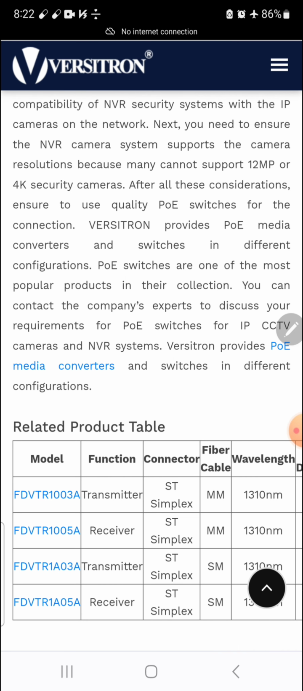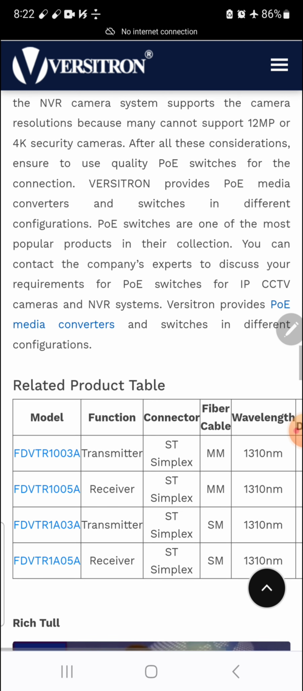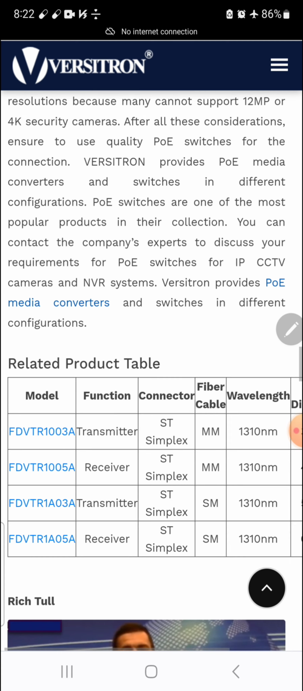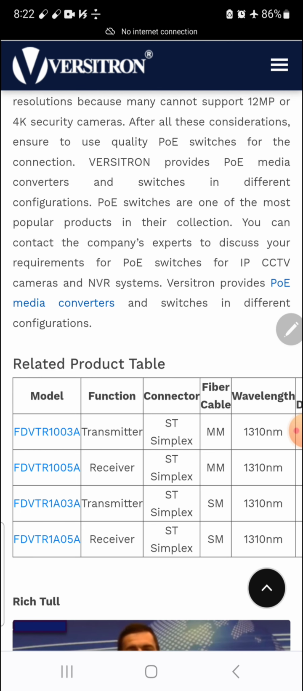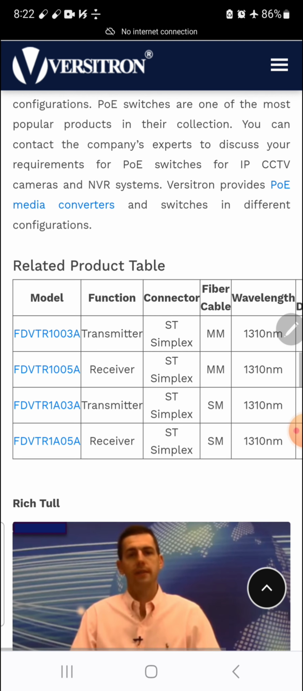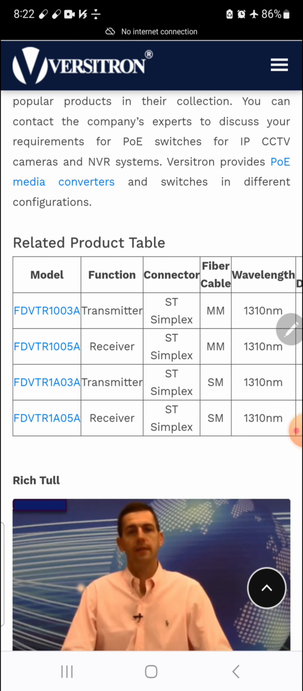Veritron provides PoE media converters and switches in different configurations. PoE switches are one of the most popular products in their collection. You can contact the company's experts to discuss your requirements for PoE switches for IP CCTV cameras and NVR systems.